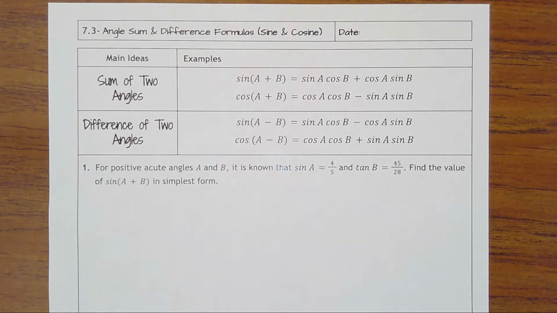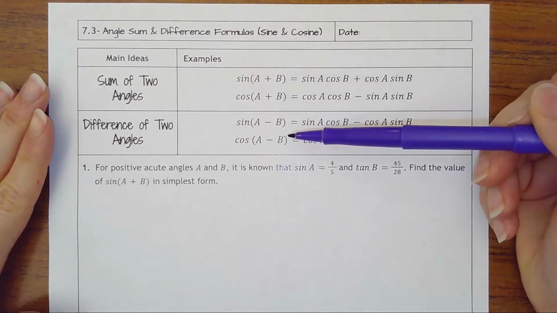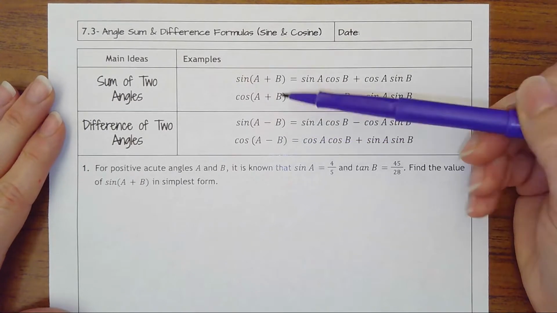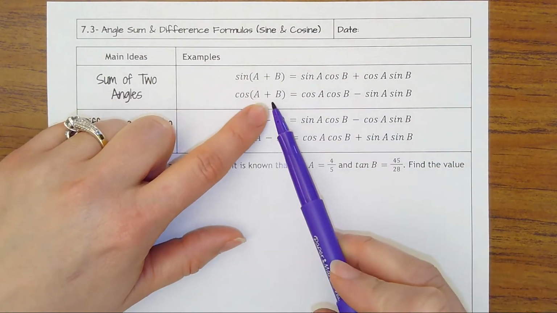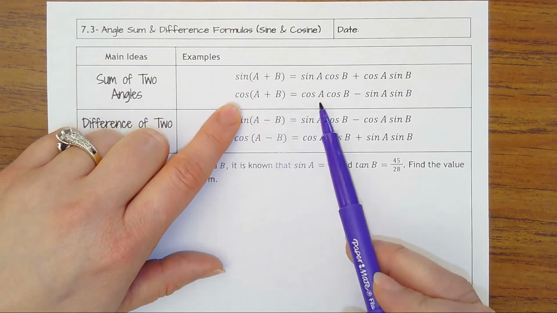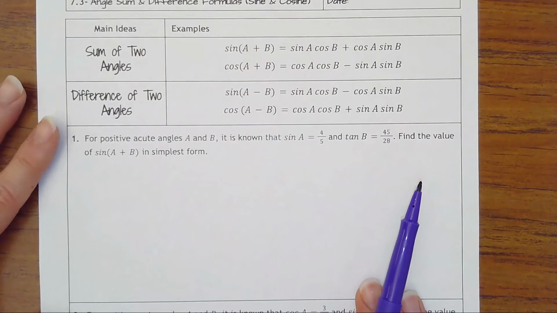Lesson 7.3, angle sum and difference formulas, just with sine and cosine. Depending on if we're adding or subtracting, that's going to determine which formula you use. If you're adding two angles and it's sine, use this one. Adding two angles for cosine, it's this one. If it's subtraction, it's one of these two.